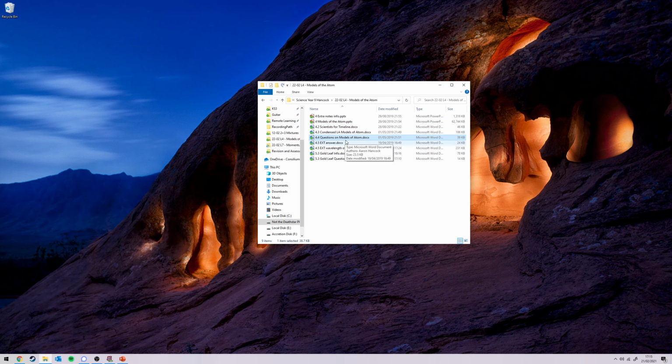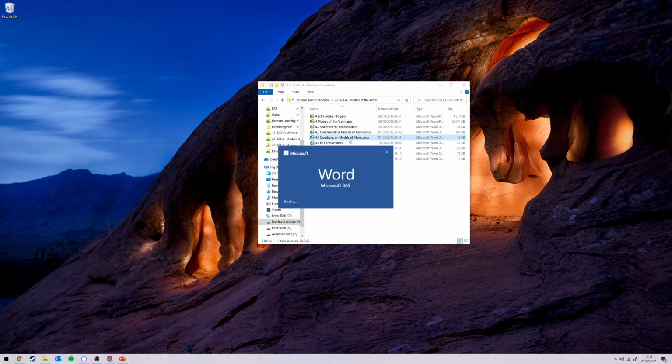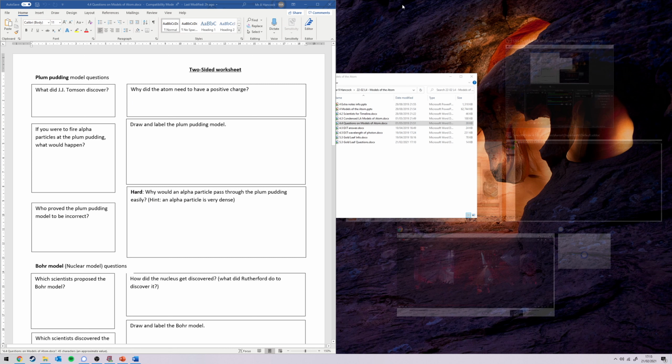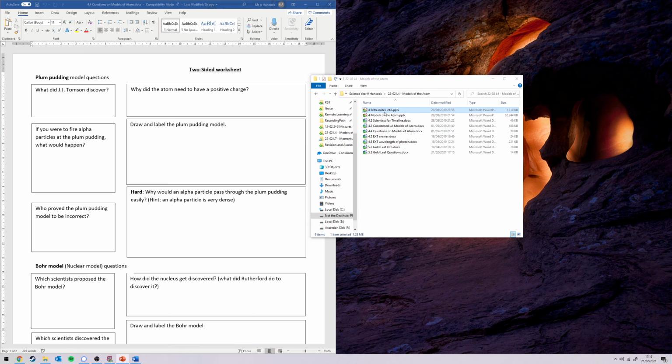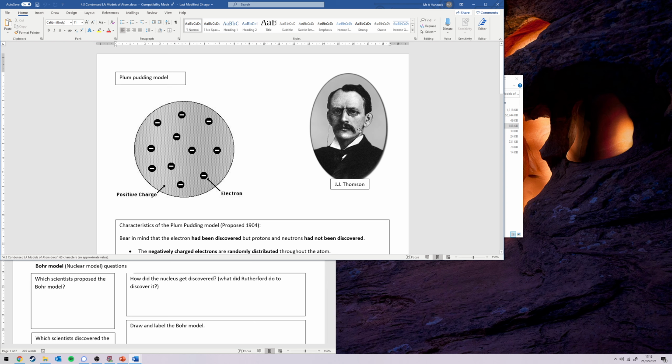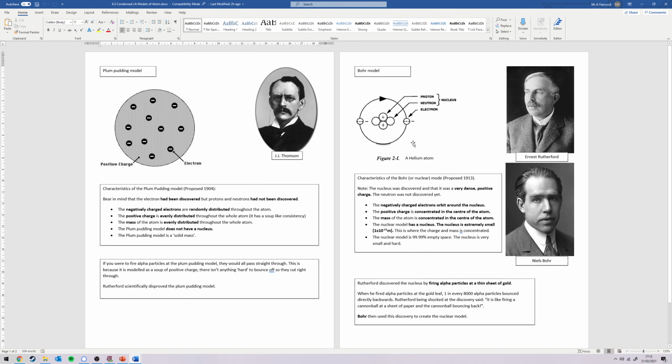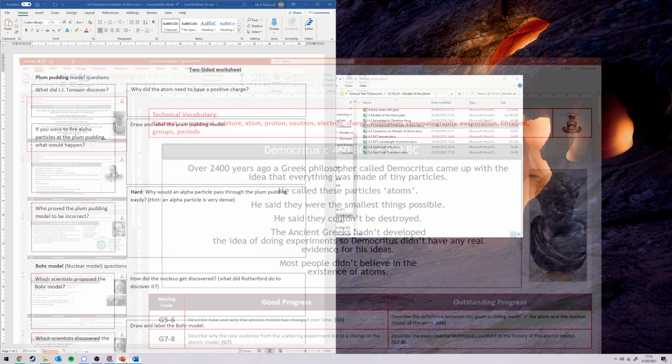There are some questions here. So this one, questions on model of the atom. I'd like you to try and answer these questions, but you might need some extra notes. Here, it goes into a bit more detail. And here, 4.3, is pretty much all the important information. I've trimmed it right down so it's only got the bits of information that you need. So you can see there, you've got the Plum Pudding model on the left and the Bohr model on the right. Okay, so I'm going to get rid of that and go to the PowerPoint.